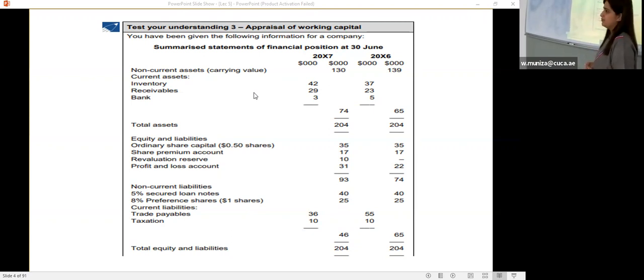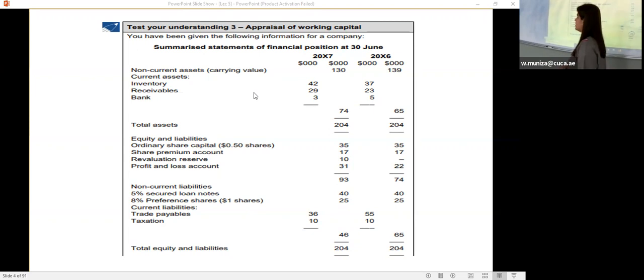Now in both the years, you can see that both the ratios are improving. The organization might have been struggling with the ratios, or they might have done something better in order to improve their ratios. Anyhow, in both the years, the position is looking more favorable. As you can see, the inventory amount has also increased, but our current assets have also increased from 65 to 74. On the other hand, our current liabilities have decreased. That is the other reason that our ratios are improving.